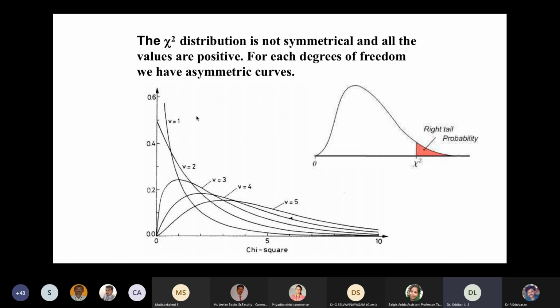The chi-square distribution is not symmetrical, and all the values are positive for each degree of freedom. And moreover, all the values are independent. Independent means, for example, out of a total of 50, 48 cannot be the fitted value and 2 the other. It cannot be like that. So all the values should be drawn in an independent manner. That is the understanding.